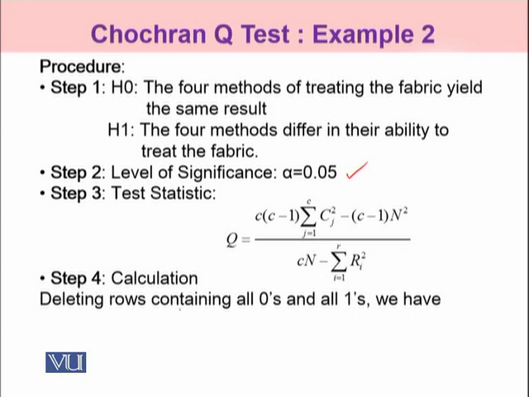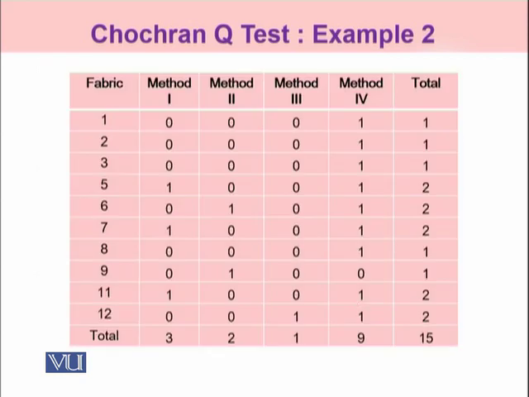So we need to delete rows that are containing all zeros and all ones. Now students, if you just look into this data, in the first block there are some zeros and there are some ones. Again, for the second block, we have the same case. If you look into the third, here also 0, 0, 0 and 1. Then we have 1, 0, 0, 1.